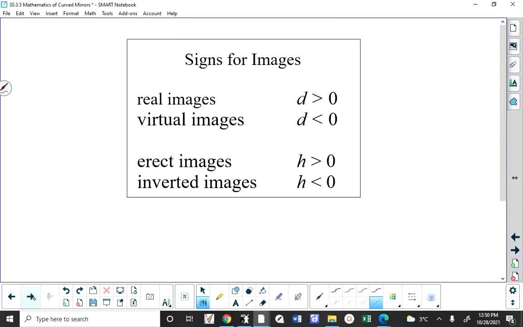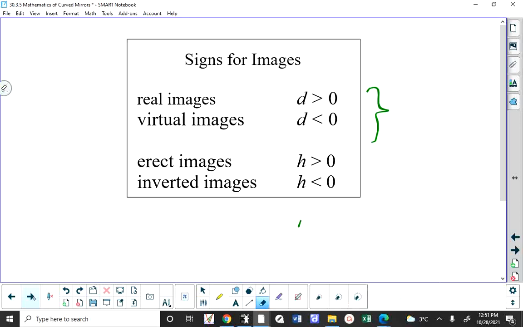In terms of images, and this will come together, I hope, in a bit, real images have positive displacements. Now, I had to think about that, and I'll tell you why I had to think about it in a second. Virtual images have negative displacements. And I am going to tell you that I am not figuring out these two things by looking in my brain at where the image is. That's not what I'm doing. Okay? I'll tell you what I'm doing in a minute.